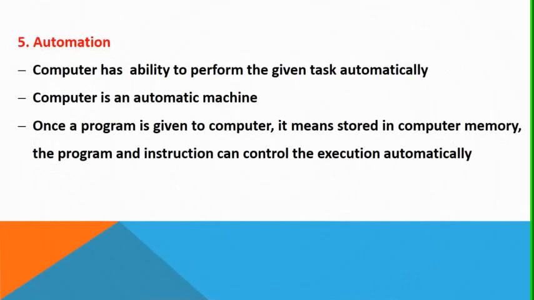Automation. A computer, being a programmed machine, has the ability to perform the given task automatically. Once a program is given to a computer, it means it is stored in computer memory. The program and instructions can control the execution automatically.